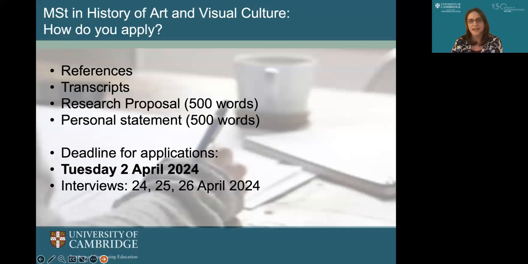The application itself will involve references, academic references usually, although we can sometimes accept, as I said, professional references as well. Transcripts of your qualifications that you may have. The most important thing I would say about the application is your research proposal, and we're going to put up on the website a sort of FAQ about the research proposal and how to put that together, because that's really the most important part of the application, I would say.